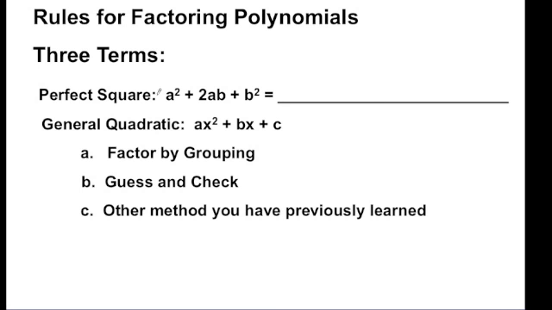Continuing factors. If you have three terms, you always look, is it a perfect square trinomial? A squared plus 2ab plus b squared factors into a plus b, the quantity squared, which of course is the same as a plus b times a plus b. If you have a general quadratic that's not a perfect square, in the form ax squared plus bx plus c, you can factor by grouping, which I'll go through some rules for. You can go guess and check, or another method you have previously learned.